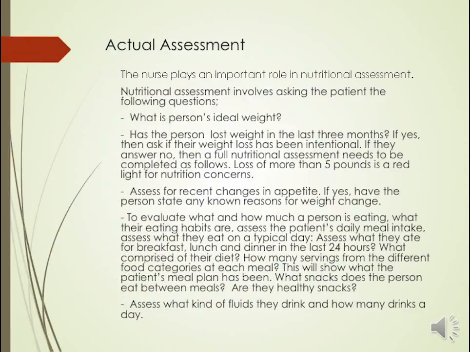The actual assessment. The nurse plays an important role in nutrition assessment. Nutrition assessment involves asking the patient the following questions. What is your ideal weight? And ask the person if they have lost weight in the last 3 months. If they answer yes, then ask if their weight loss has been intentional. If they answer no, then a full nutritional assessment needs to be completed as follows.